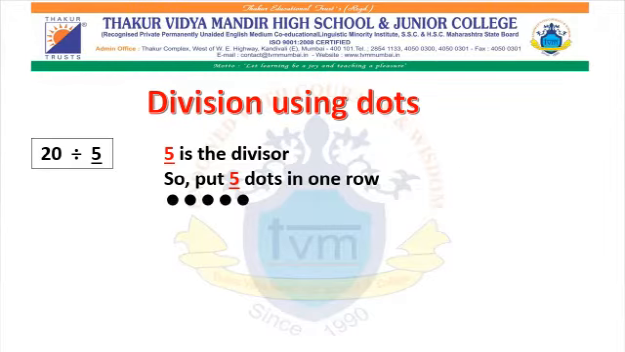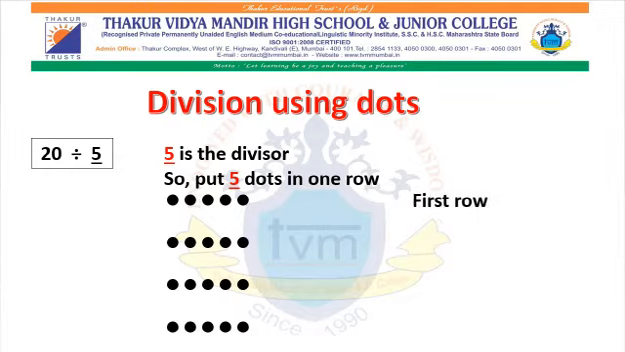In the first row, you have to put 5 dots. Till 20 we will count and make the rows. Second row, again 5 dots, that is total 15 dots, and one more row is needed, that is the last row, to make 20. So 5 plus 5 plus 5 plus 5, 4 times 5.